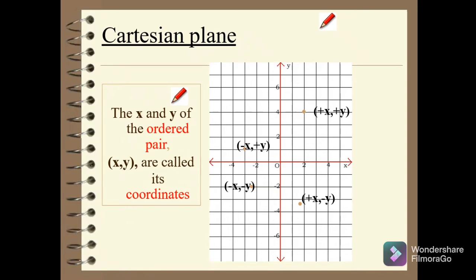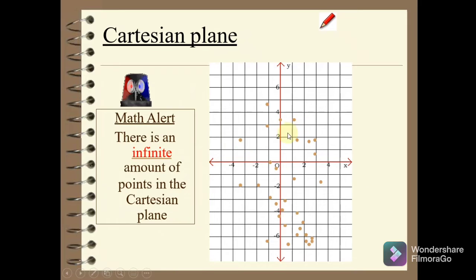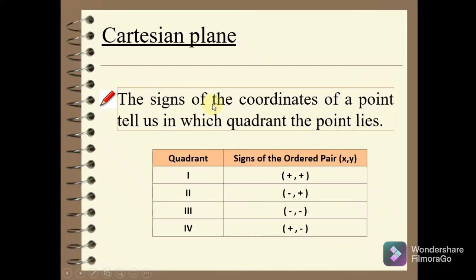The x and y of the ordered pair, written as (x, y), are called its coordinates. There is an infinite number of points in the Cartesian plane, so we can draw an infinite number of points. This is very important in the Cartesian plane. In quadrant 1, the ordered pair is positive x and positive y. In quadrant 2, the signs of the ordered pair are negative x, positive y. In quadrant 3, negative x and negative y. In quadrant 4, the signs of the ordered pair are positive x and negative y.